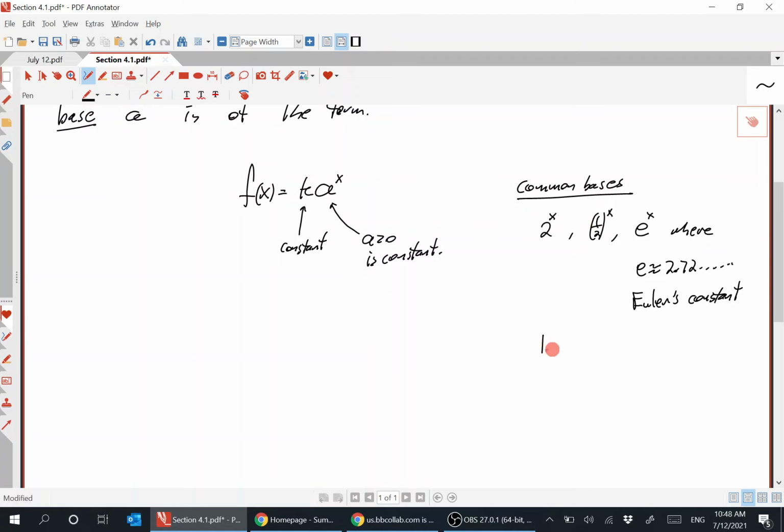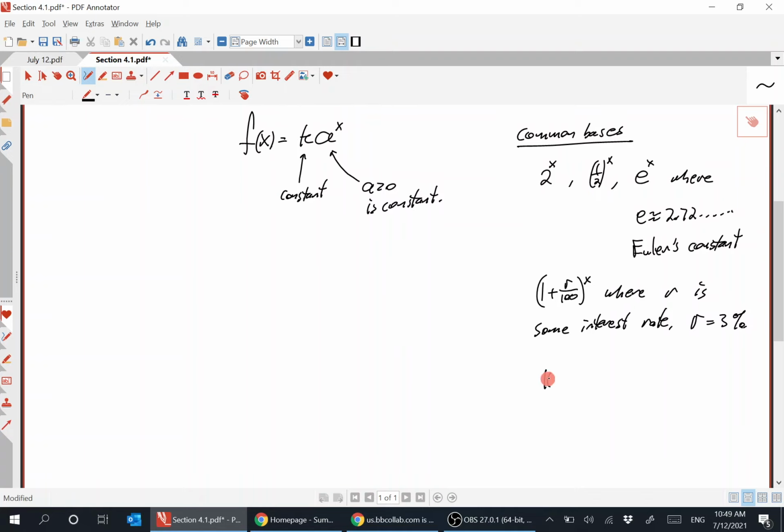Also 1 plus r over 100 to the x, where r is some interest rate, like r equal to 3% or something like that. So some rate of interest. So if you're talking about a mortgage or a savings account or a CD or a car loan or whatnot, something like that. So these are common bases that are used with exponential functions. The most, 10. 10 is called the common base.